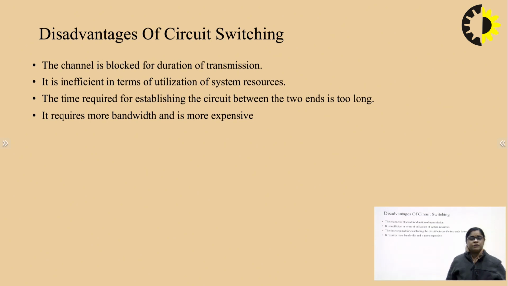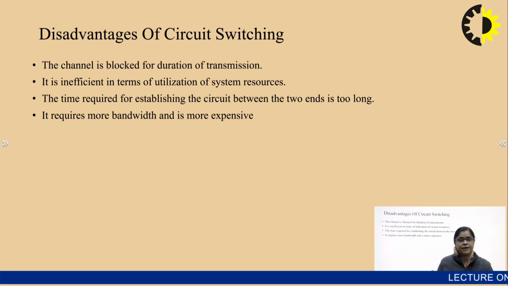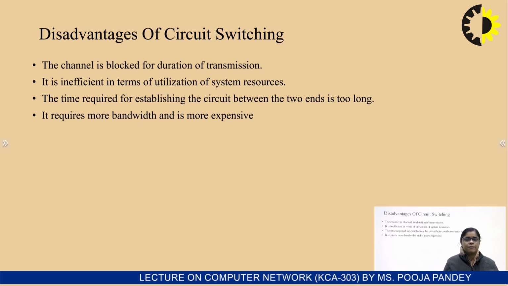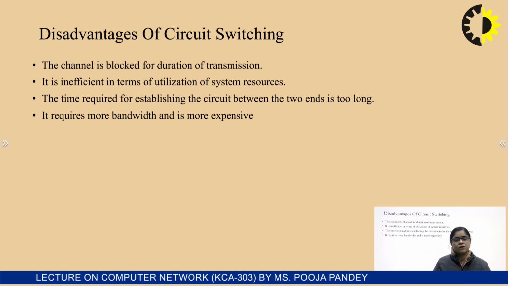Now, when we are talking about the disadvantages of circuit switching, when I am talking to my friend, a channel is blocked. The channel for my phone and my friend's phone is blocked for the duration of the transmission. The second disadvantage is that it is inefficient in terms of the utilization of system resources. That means my phone and my friend's phone are blocked, so some resources are not properly utilized. They are utilized only for the data transfer, but not for any other purpose.